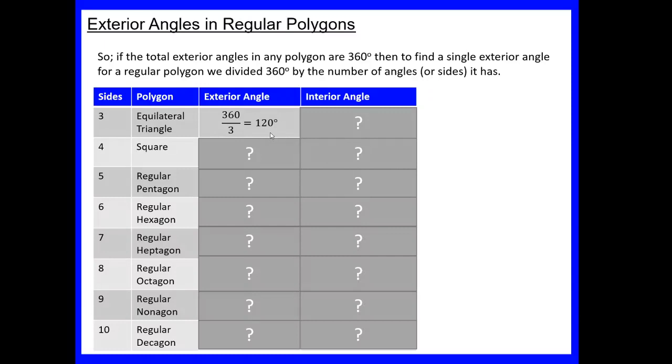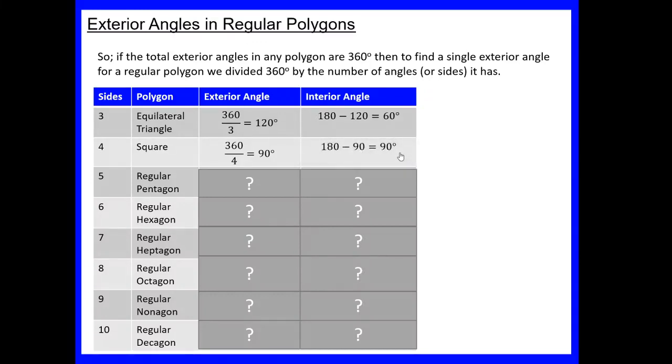Once we know an exterior angle, plus an interior angle add to 180 degrees. Angles on a straight line add to 180 degrees. So therefore we can work out our interior angle. So if I do 180 minus 120, our interior angle for equilateral triangle is 60 degrees. For our square then, 360 divided by 4 means our exterior angle is 90, and 180 minus 90 is also 90 degrees. For our pentagon, 360 divided by 5, the exterior angle is 72. Our interior angle then, 180 minus 72 is 108.